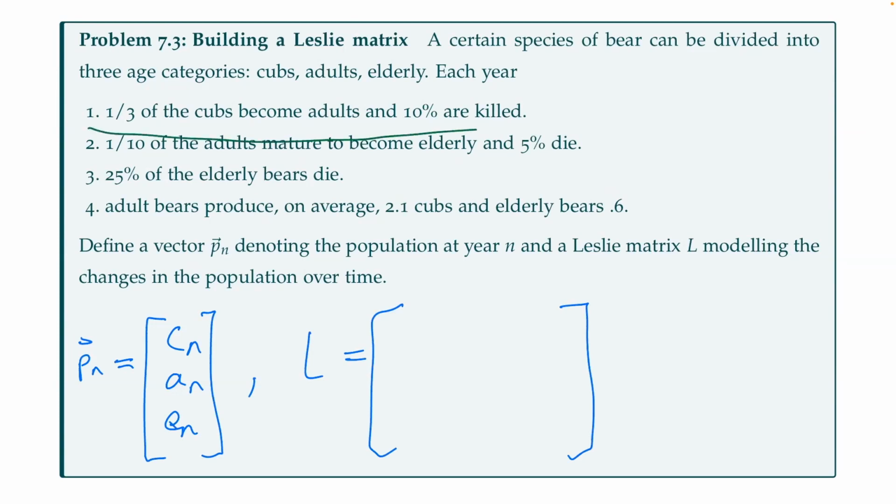We're told that a third of the cubs become adults and 10% are killed. Always think about it this way: we're starting with 100% of the population, and then we're going to be taking things away. We're thinking about individuals going from the first class into the second class. So let's think about individuals who are being removed from this first class. We start off with 100%, so a proportion of 1 here. We're told that a third of them are going to be aging, so we subtract a third. And 10% of them die, so a 10th die.